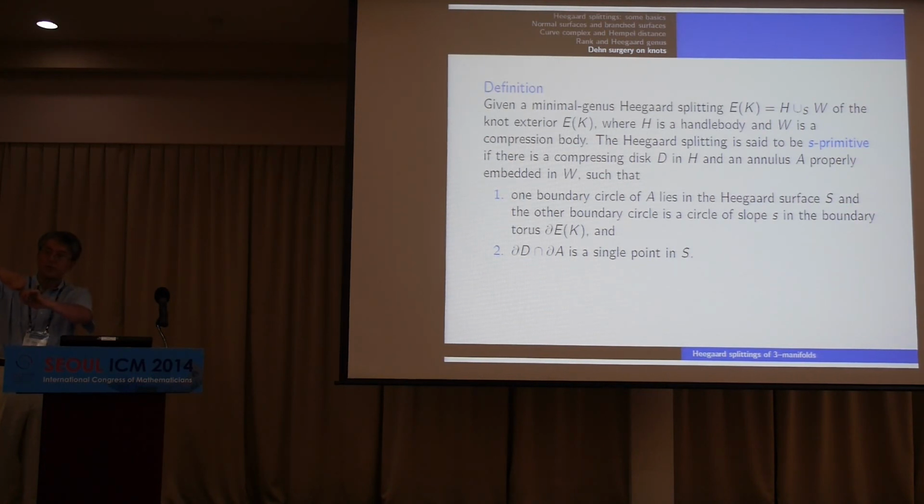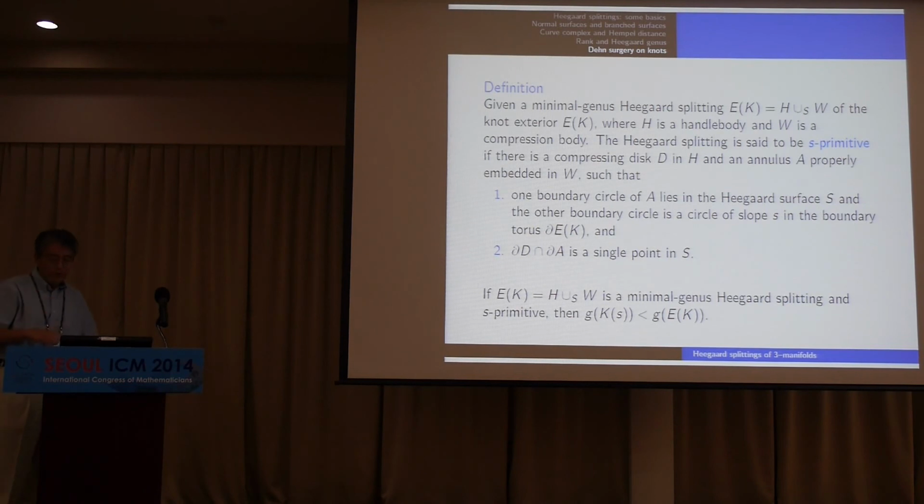That cannot be minimum genus. So if your Heegaard splitting is primitive, it is reduced after surgery, and that's a very natural picture of how your Heegaard genus is going to get reduced after surgery.